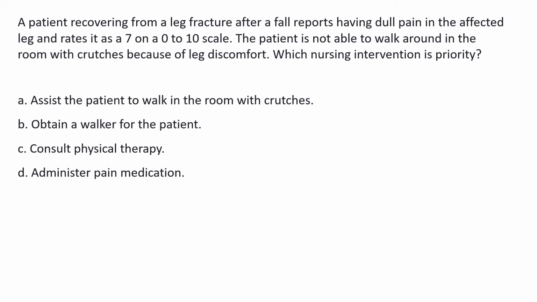A patient recovering from a leg fracture after a fall reports having dull pain in the affected leg and rates it as a 7 on a 0 to 10 scale. The patient is not able to walk around in the room with crutches because of leg discomfort. Which nursing intervention is priority? A. Assist the patient to walk in the room with crutches. B. Obtain a walker for the patient. C. Consult physical therapy. D. Administer pain medication.